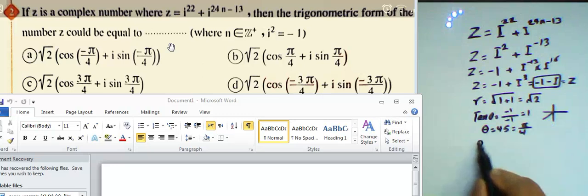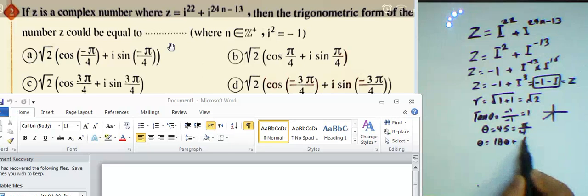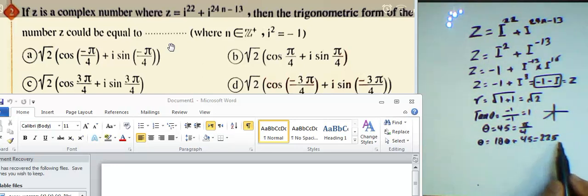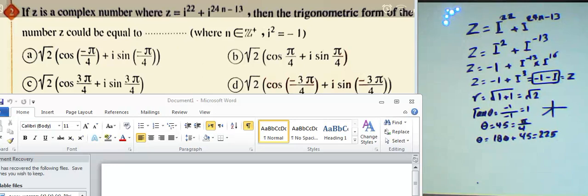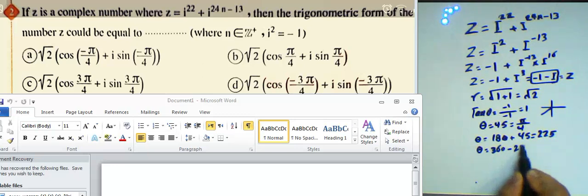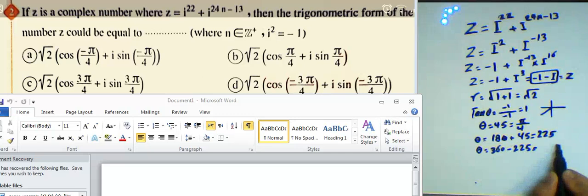It means theta will be 180 plus 45, which equals 225. And we must simplify this angle. Theta will be 360 minus 225. 10 minus 5 equals 5, 5 minus 2 equals 3.